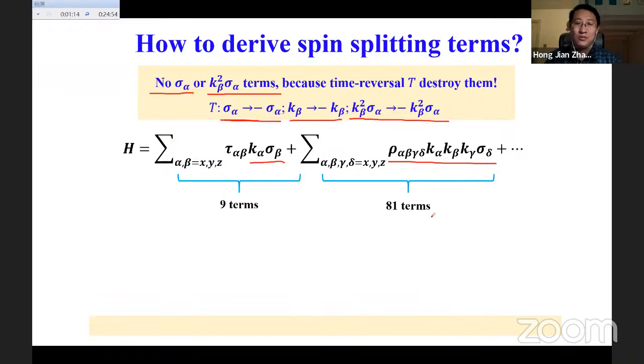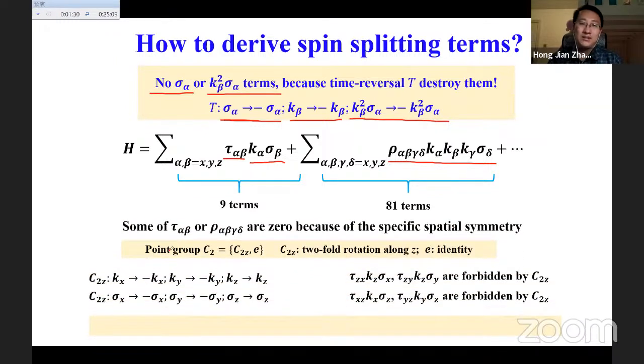But in reality, the crystal can have many more symmetry operations than time reversal. The symmetry operations will put additional constraints on the coefficients. So let's look at a typical example, say the point group C2. C2 contains two symmetry elements, the identity element and the element which is a rotation by 180 degrees along the z direction. Having this symmetry element, we transform the electronic momentum kx, ky, and kz in this way. And similarly, this symmetry operation transforms the Pauli spin matrices in this way.